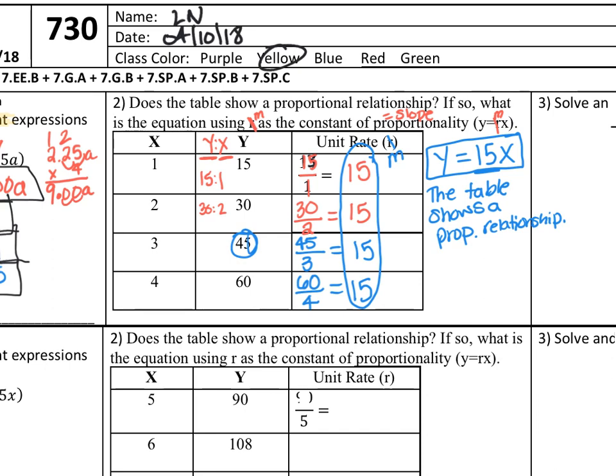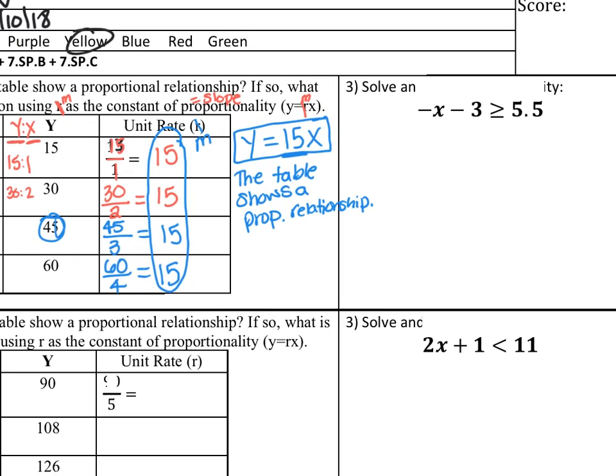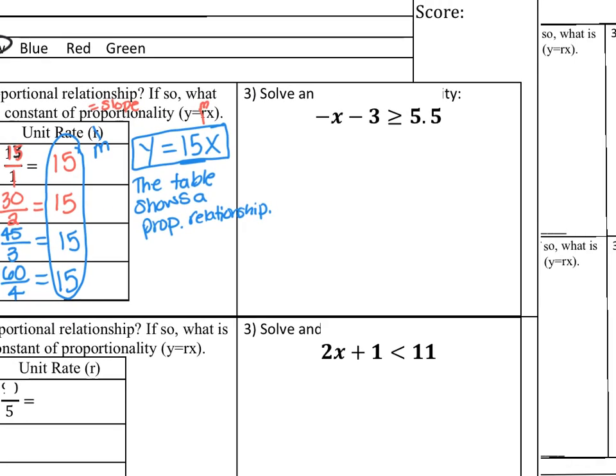Number 3, solve. It's supposed to say solve and graph the inequality. So go ahead and write that. Solve and graph the inequality.